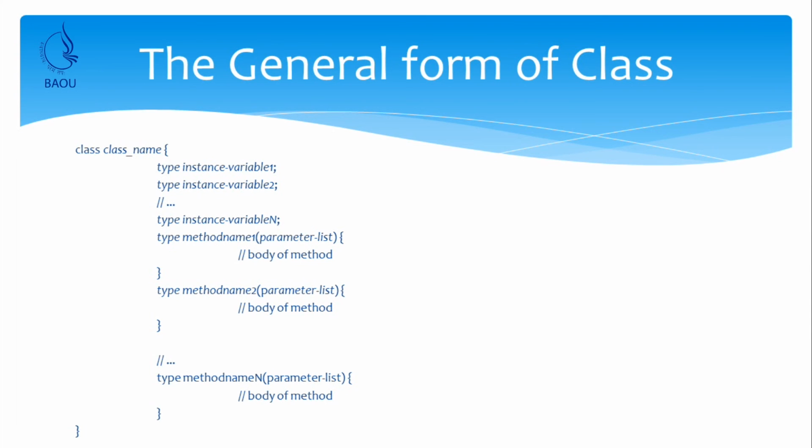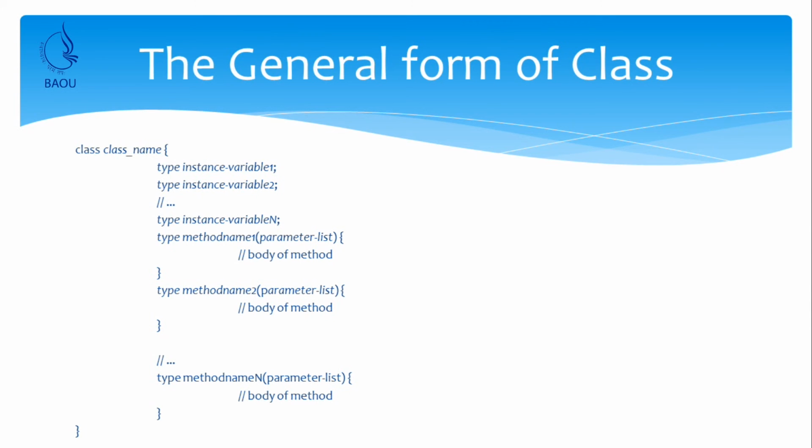Now, on screen you can see the general form of a class. Any class has a name. So, class definition starts with the keyword class and then the class name, and inside curly braces we define the body of the class. Now, each class consists of two things. One is called instance variable and another is called method of the class.